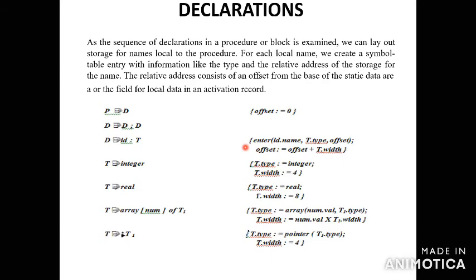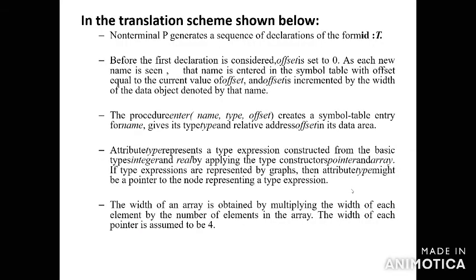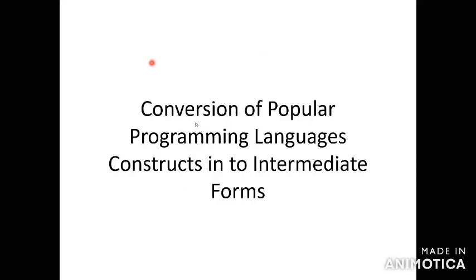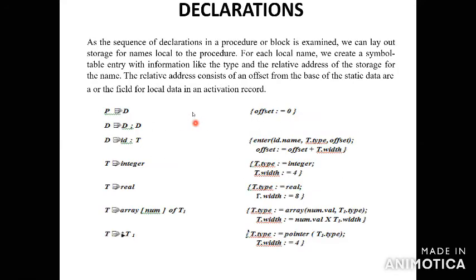We have a lot of programming language constructs for the intermediate forms. The first one is declaration. Each and every production you have to declare with some translation scheme. The next one, the second one, is the assignment statement.